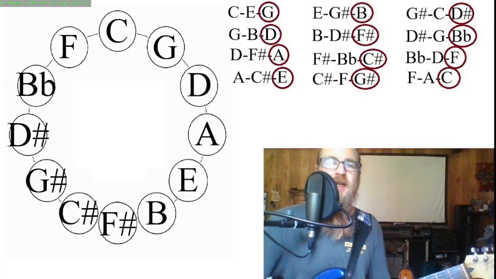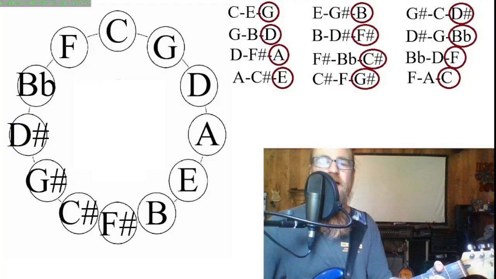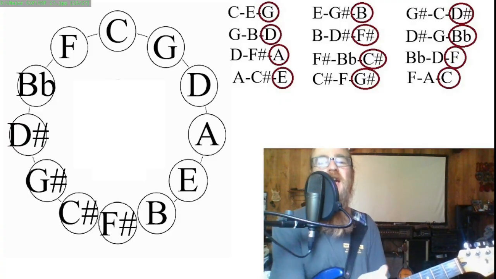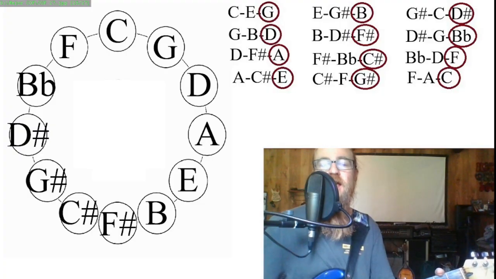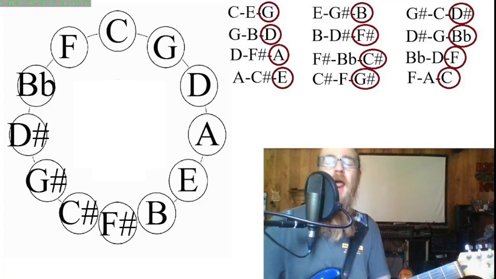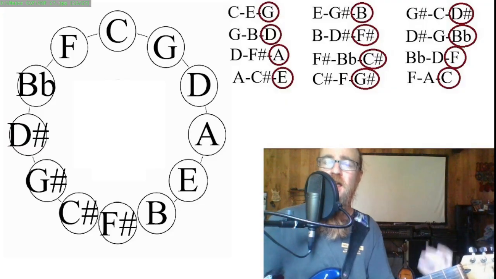Another thing you can do is use it as a guide to where the song goes next. If you're playing A, D, A, D, and then the song goes C, G, D, A, C, G. So it kind of follows the circle around as it goes. C, G, D, A.